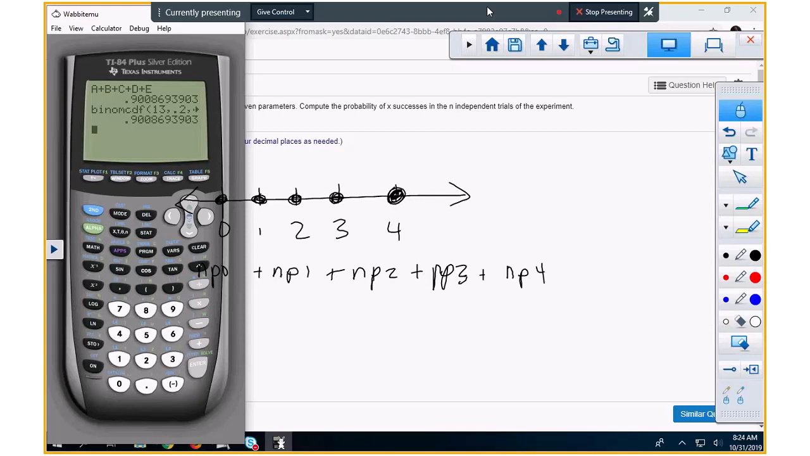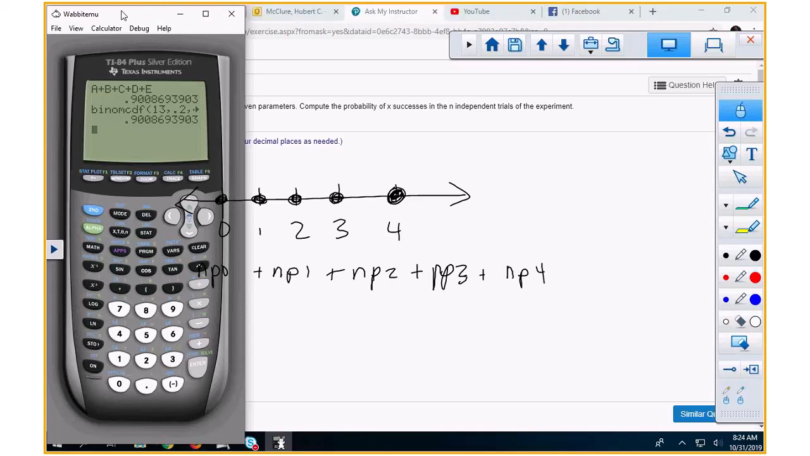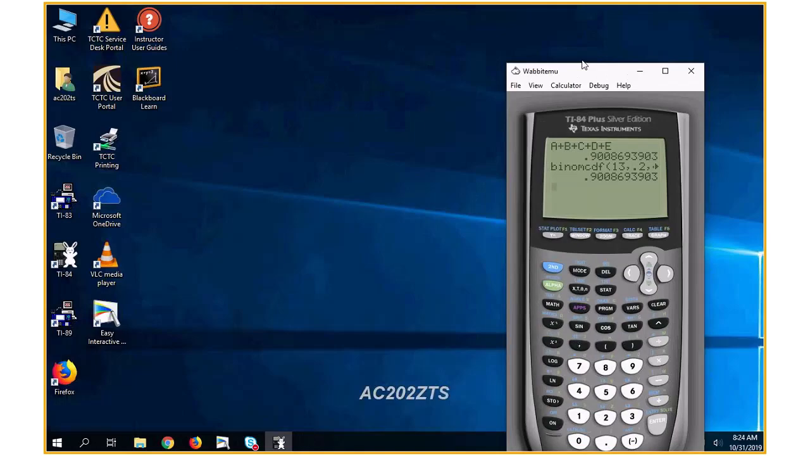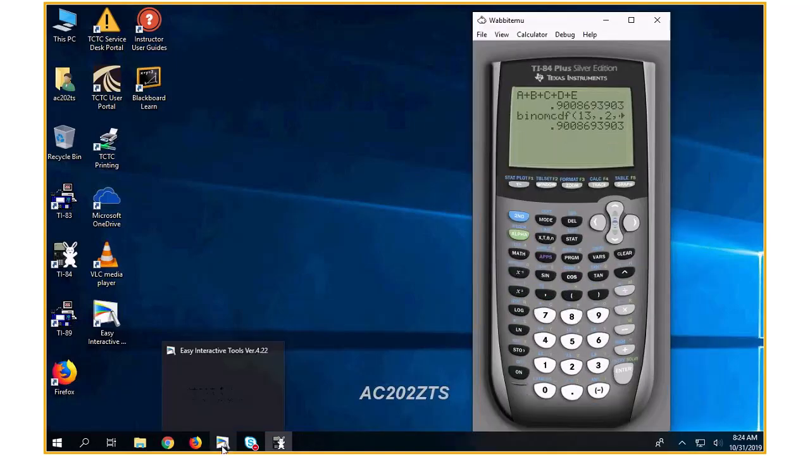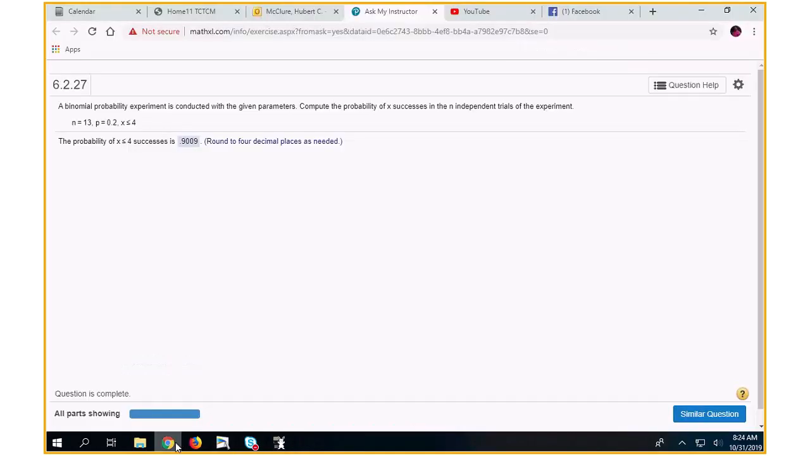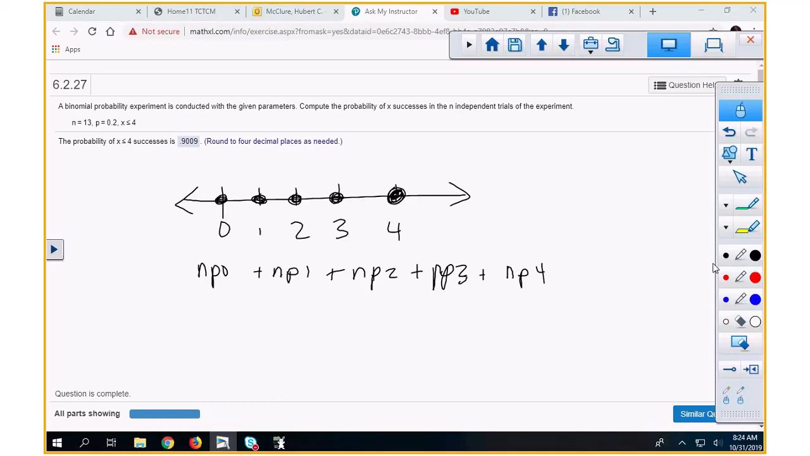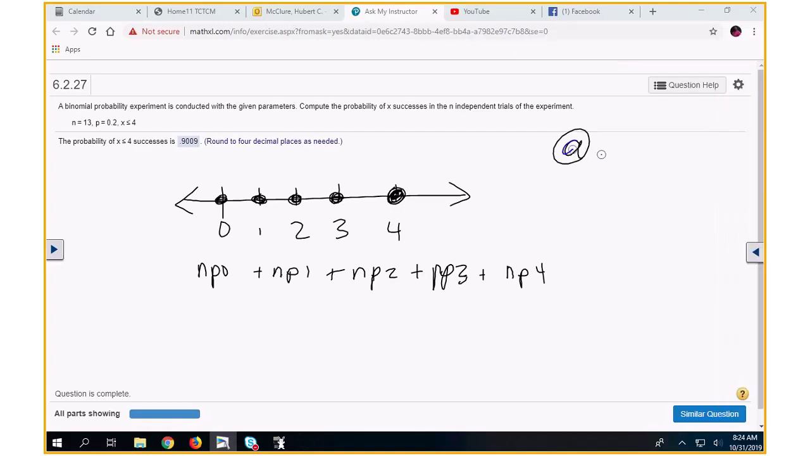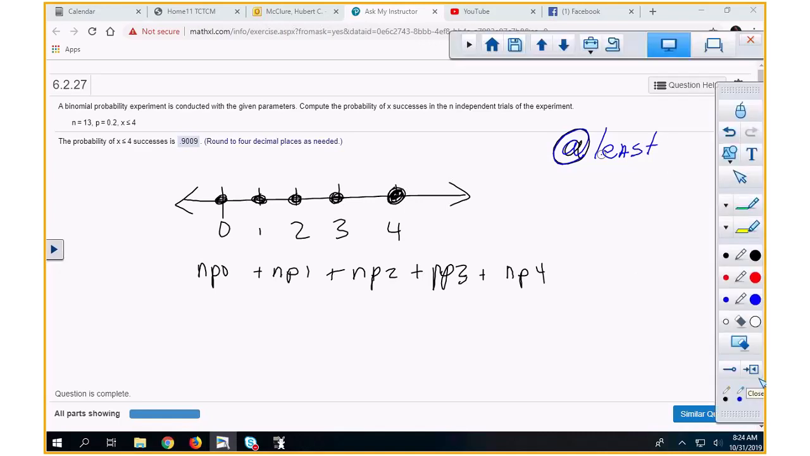So I got a question for y'all. What if I wanted to find the following? What if I wanted to find at least, no, not at least.